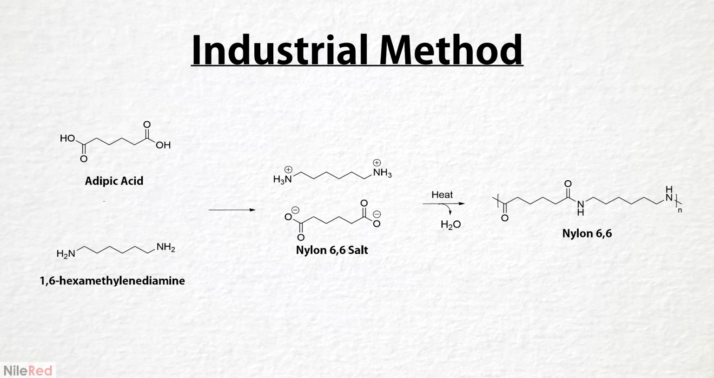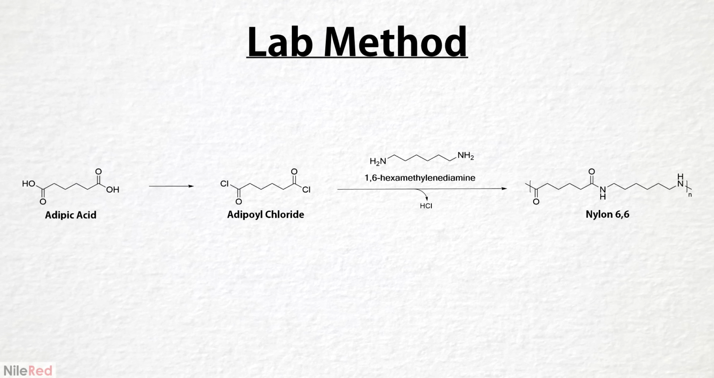Industrially, adipic acid is first combined with hexamethylene diamine to form a nylon salt. The nylon salt is then heated, processed, and extruded as nylon 6/6. The other way is to first convert adipic acid to adipoyl chloride, and then react it with hexamethylene diamine. For this video, I've decided to go with the second method because it has a much prettier demonstration. However, I do plan to cover the industrial one sometime in the future.